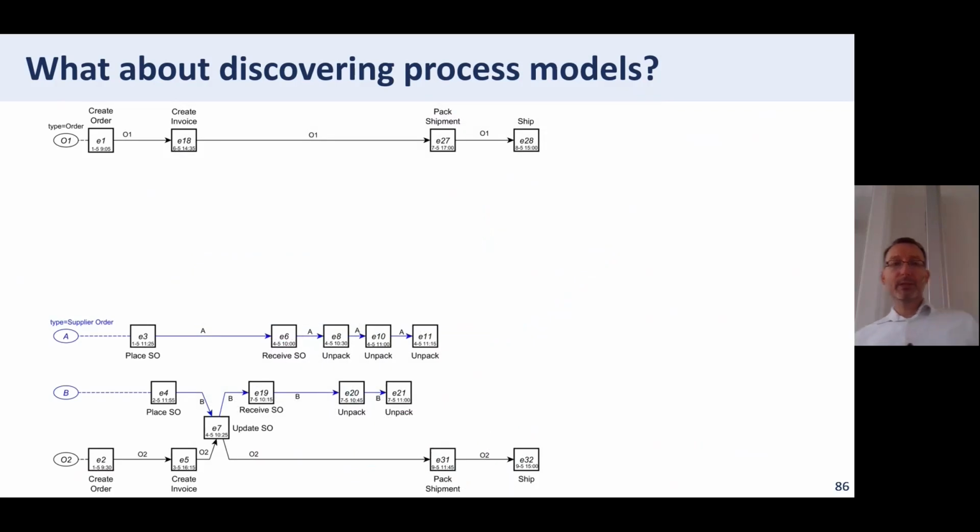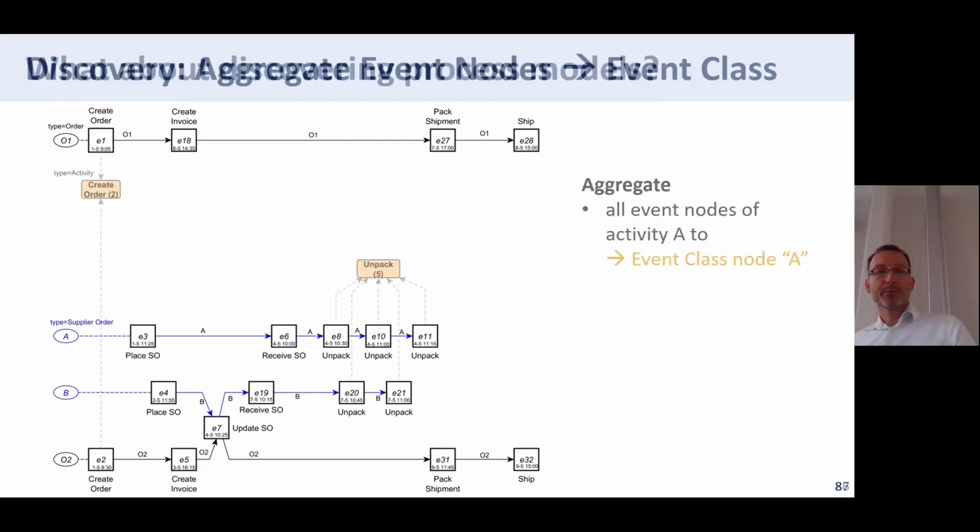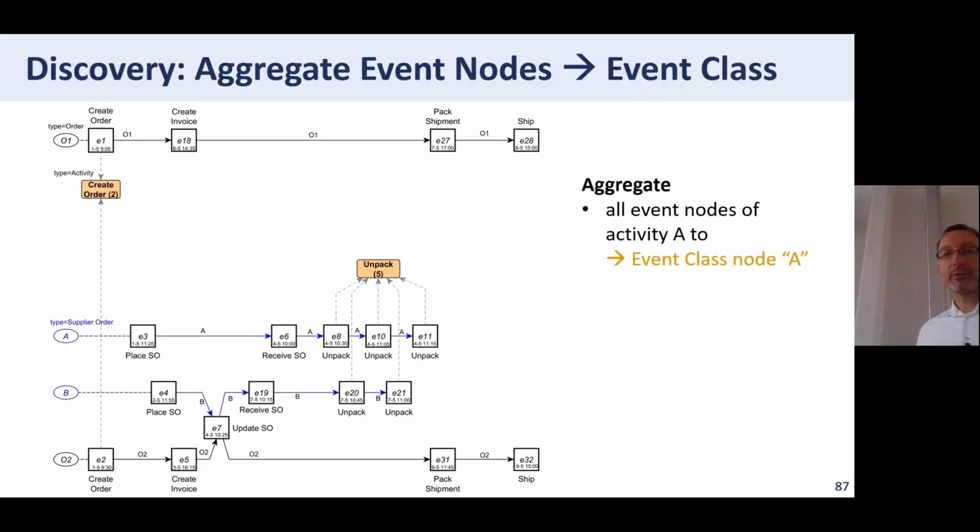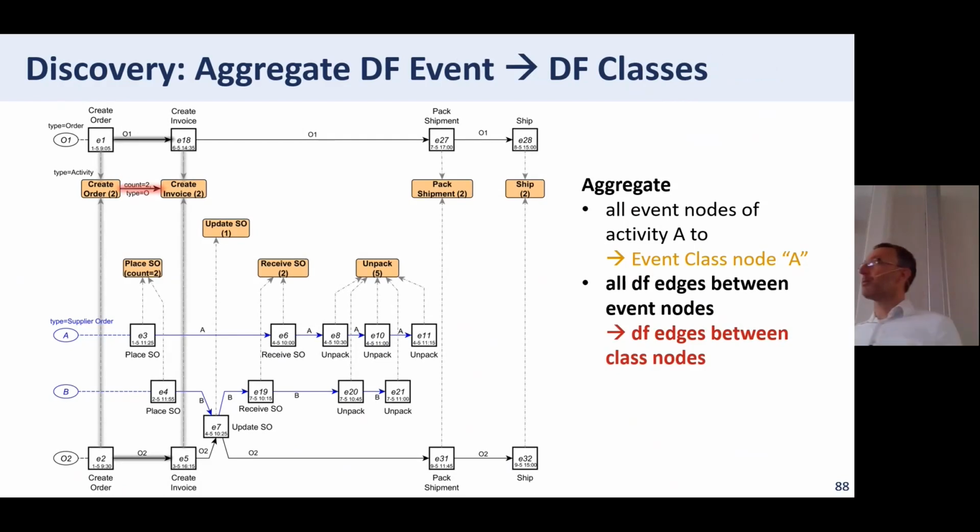So this is the data, so these are the events. And the idea is very, very simple. For all event nodes that have the same activity name, create order, I create another node that I call an event class node, with the same label. Also count how many. I have 5 unpack events, so I have one event class node of class unpack with weight 5.